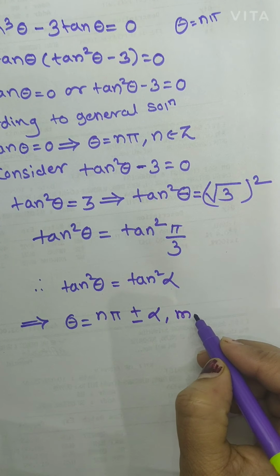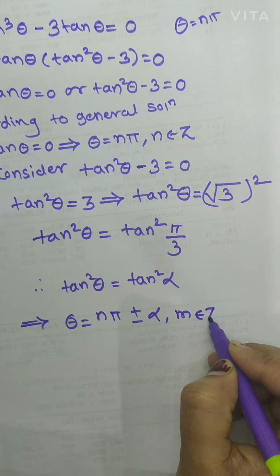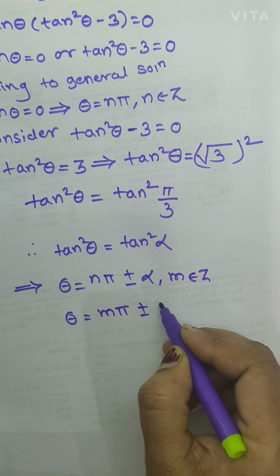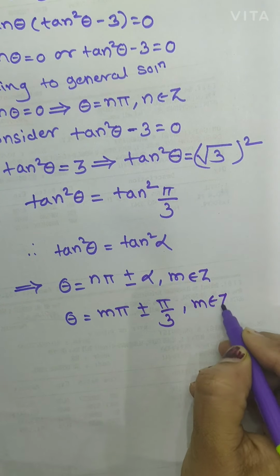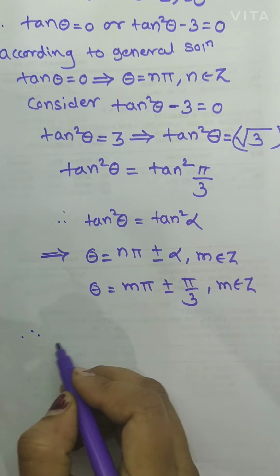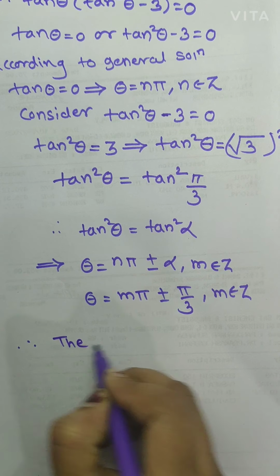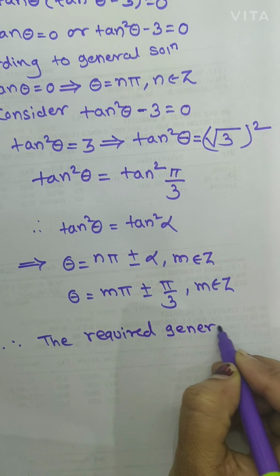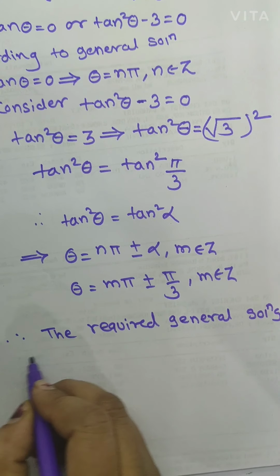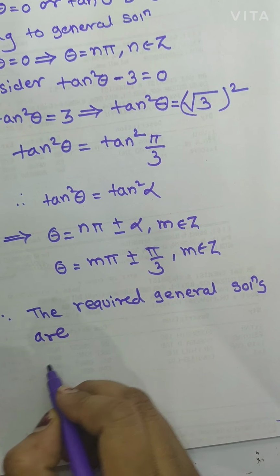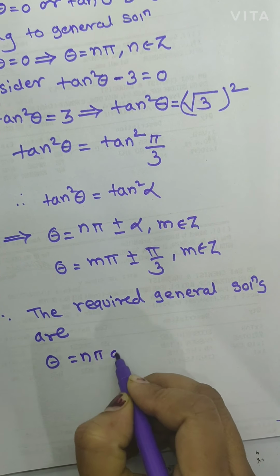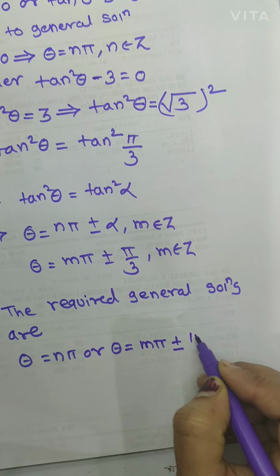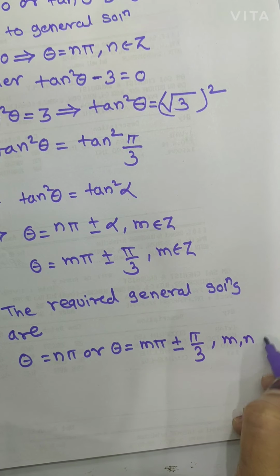Now we already took n, so this time we will take m: m pi plus minus the value of alpha, which is pi by 3 here, where m belongs to Z. Therefore, the required general solutions are theta equal to n pi or theta equal to m pi plus minus pi by 3, where n and m belong to Z.